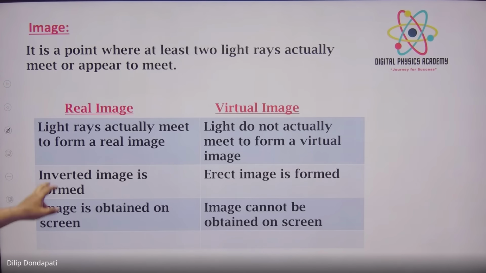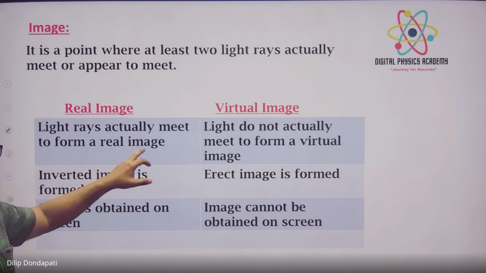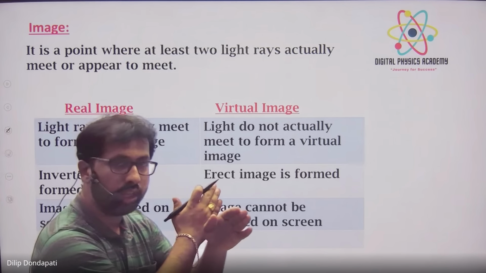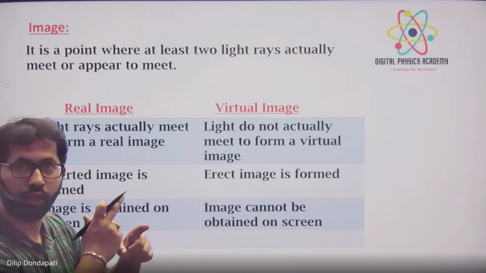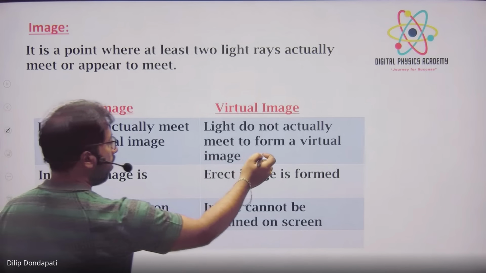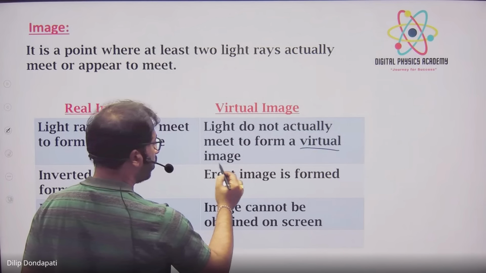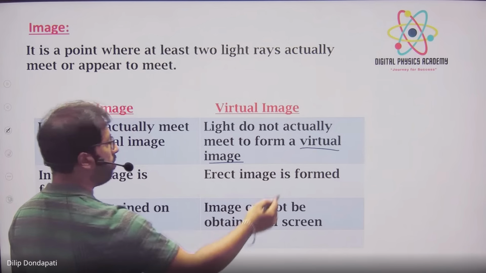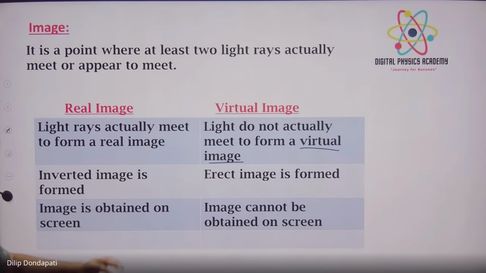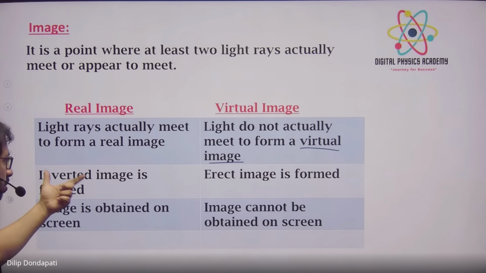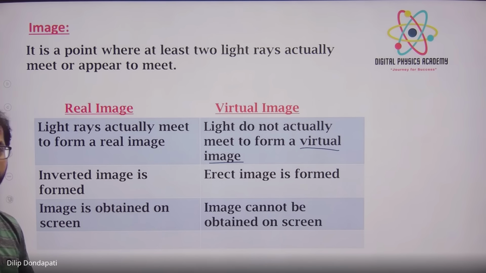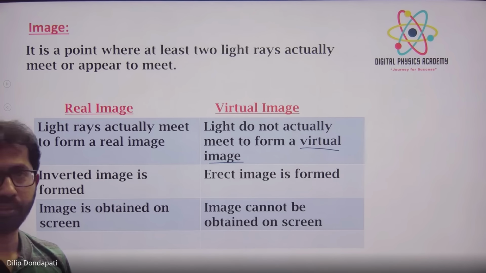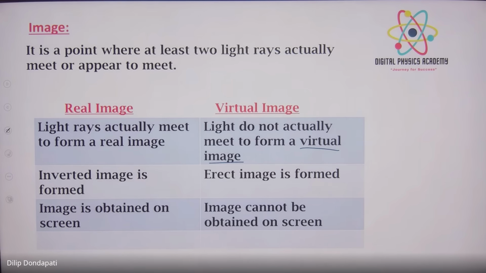Look, light rays actually meet to form a real image. I told you, right? In a real image, the light rays are actually meeting. In concave, we do it, right? At the focus they are actually meeting. Here they appear to meet, meaning that's why it is a virtual image. They do not actually meet to form a virtual image. They only appear to meet. So real is always an inverted image, virtual is an erect image. Real can be obtained on a screen, virtual image cannot be obtained on a screen. Differences, sometimes they can ask as a 1 mark question or 2 mark question.